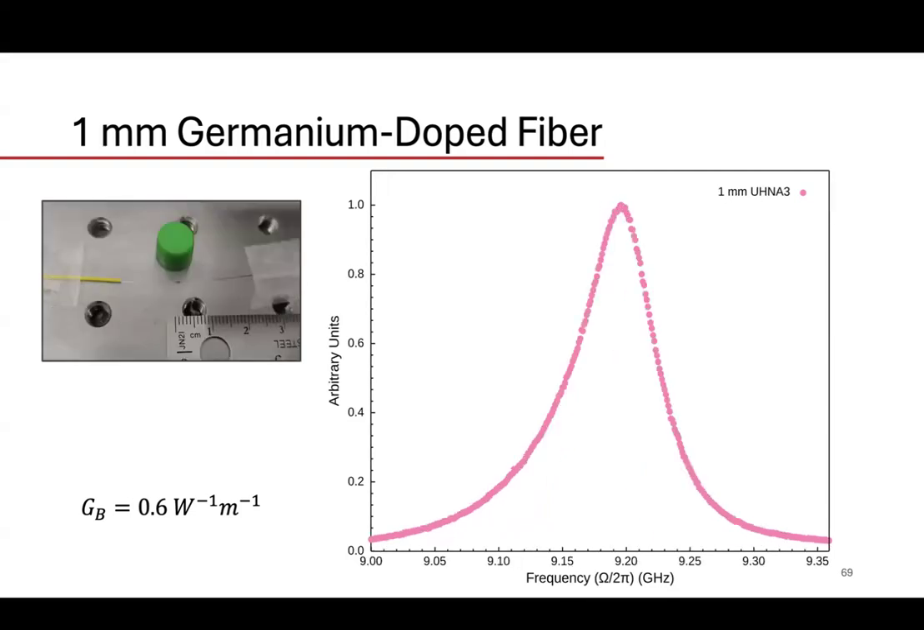Step down, 10 times shorter, 100 times harder. We get 1 millimeter of UHNA3. This picture may not be able to capture quite as well, but this marked with a pen, small black dot, is measured to be 1 millimeter of this special fiber sandwiched between normal fiber. And here is a measurement.